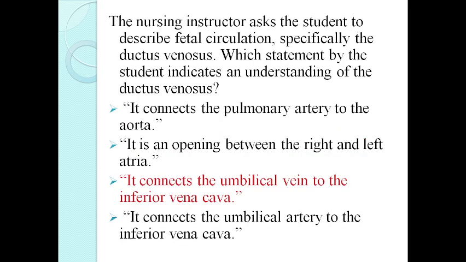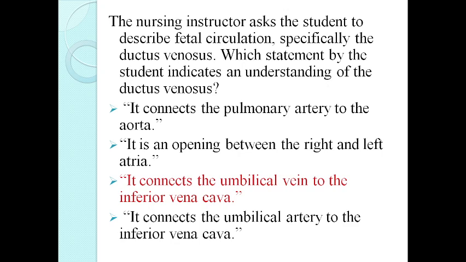The next question is, the nursing instructor asks the student to describe fetal circulation, specifically the ductus venosus. Which statement by the student indicates an understanding of the ductus venosus? So the options are: it connects the pulmonary artery to the aorta, it is an opening between the right and left atria, it connects the umbilical vein to the inferior vena cava, it connects the umbilical artery to the inferior vena cava. See, the connections are important in fetal circulation.